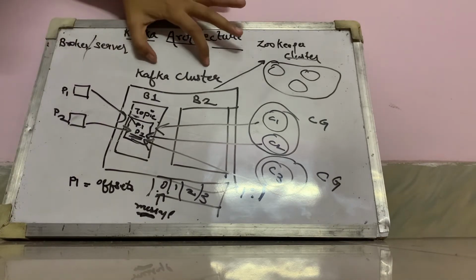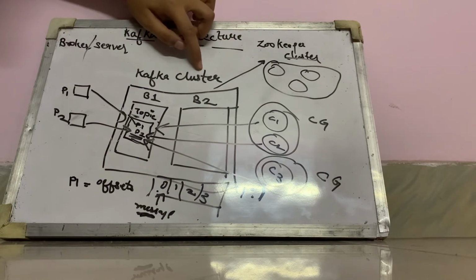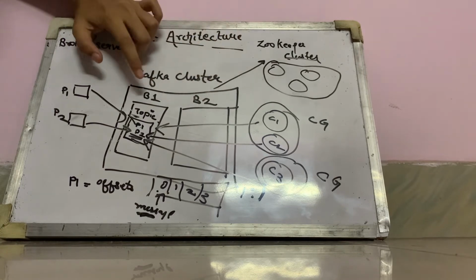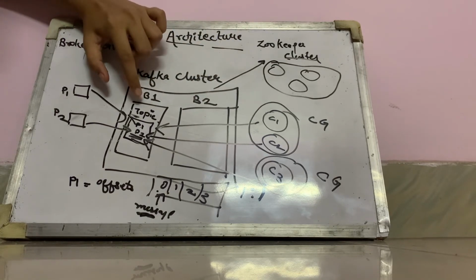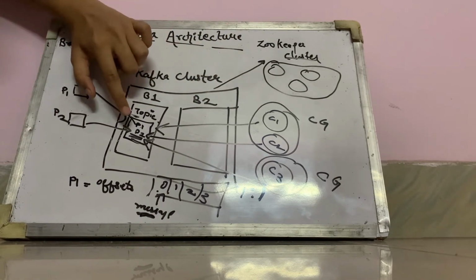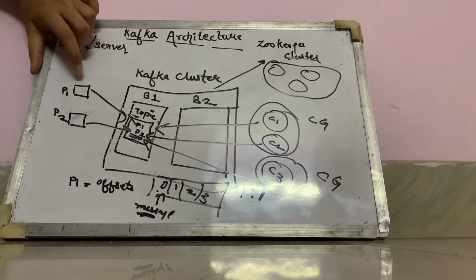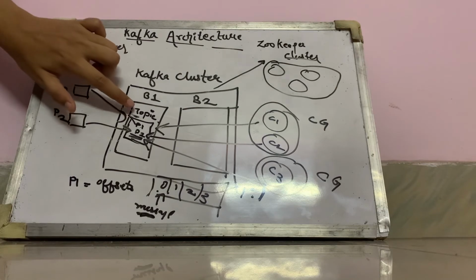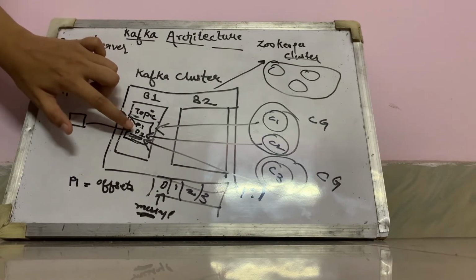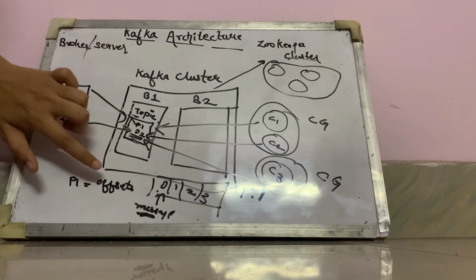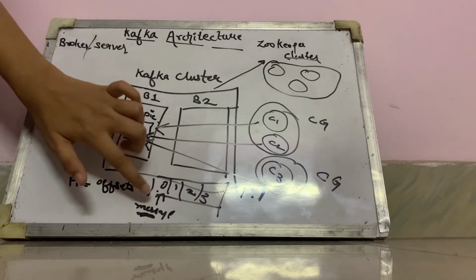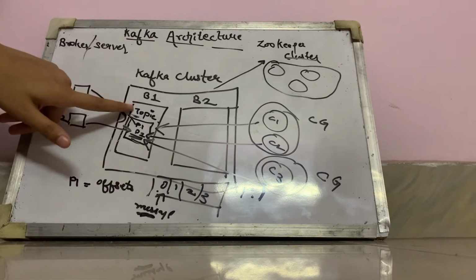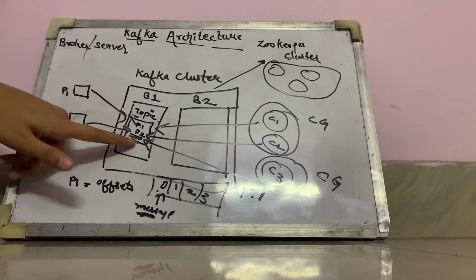So we have a Kafka cluster. The cluster contains a group of brokers. Brokers are used to manage all the messages produced by our producers. In brokers we have topics, in topics we have partitions, in partitions we have offsets, and in offsets the messages are stored. Producers can produce either to the topic level or to the partition level.